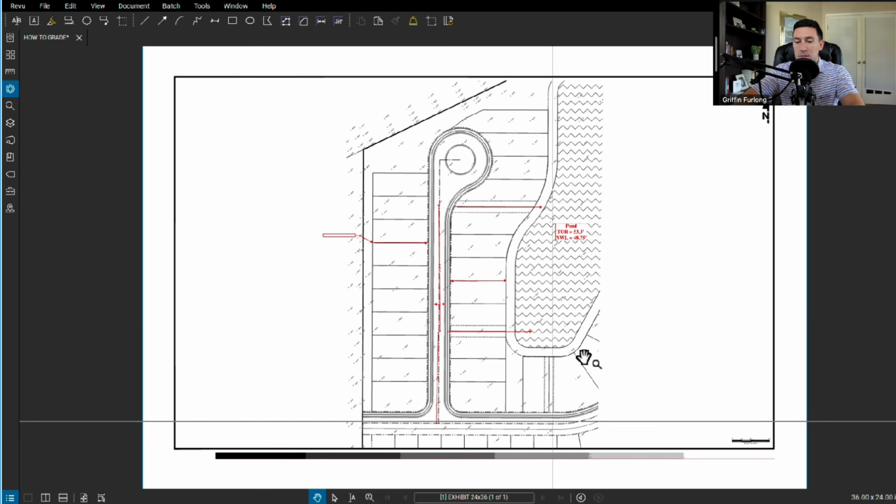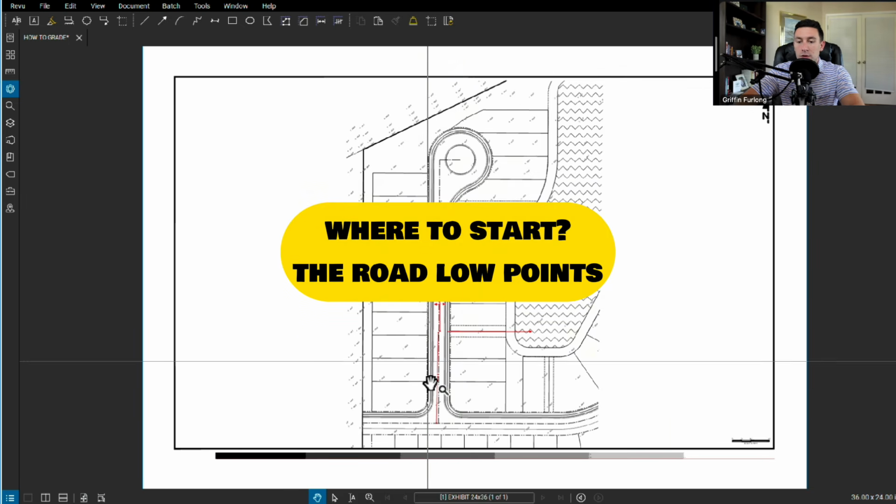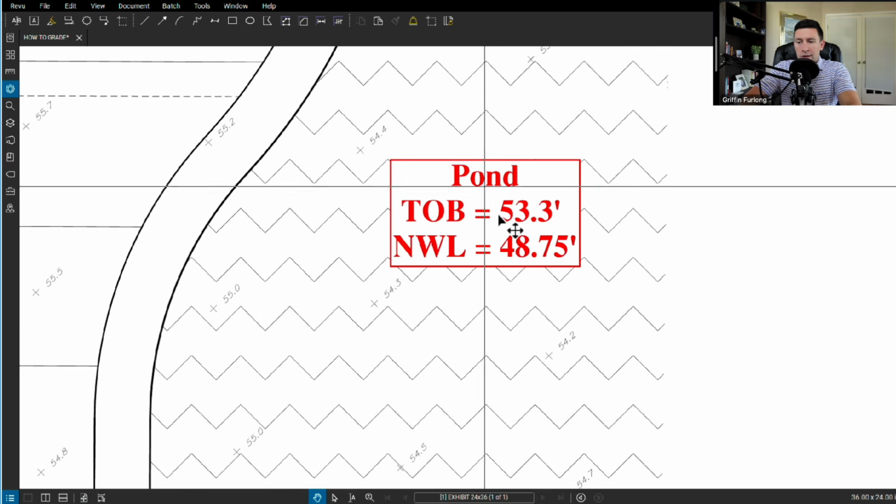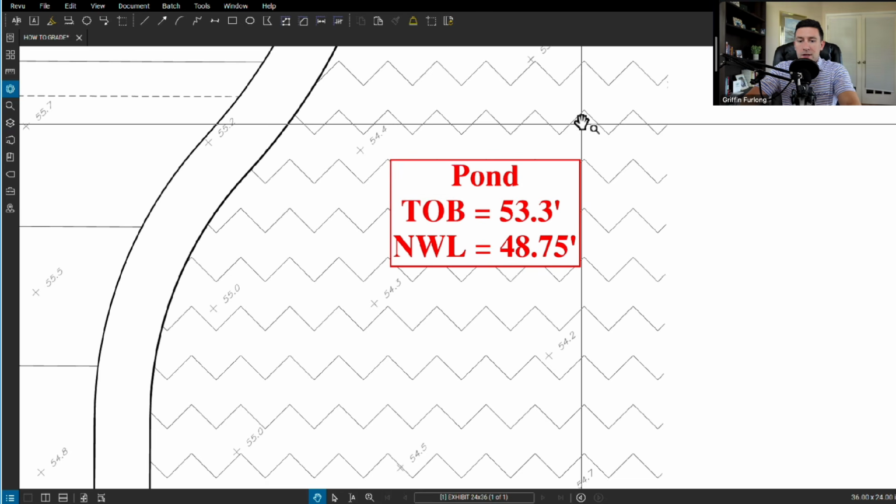Now, like I mentioned before, we typically start with the road low points. So remember rule 1 that I said? There's a reason why it was number 1. So remember how I said earlier that typically we have to set the site plan and then we have to do the drainage model before we even begin grading.